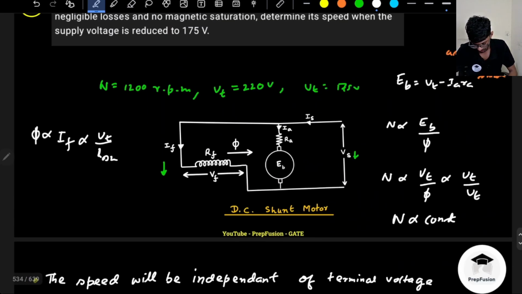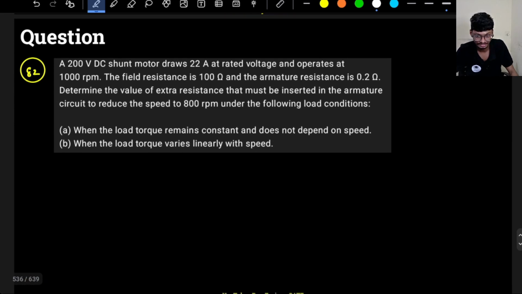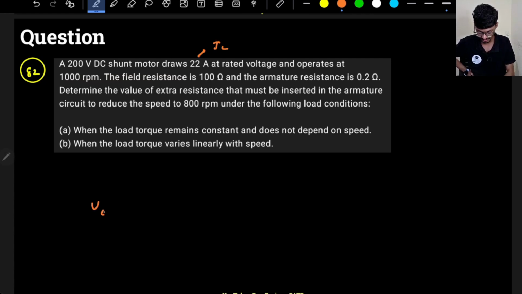Okay, now let's do the next question. A 200 volt DC shunt motor takes a current of 22 amperes at rated voltage. This current is the line current because it is drawn from the supply. So Vt is 200 volts and the line current is 22 amperes, operating at a speed of 1000 rpm.